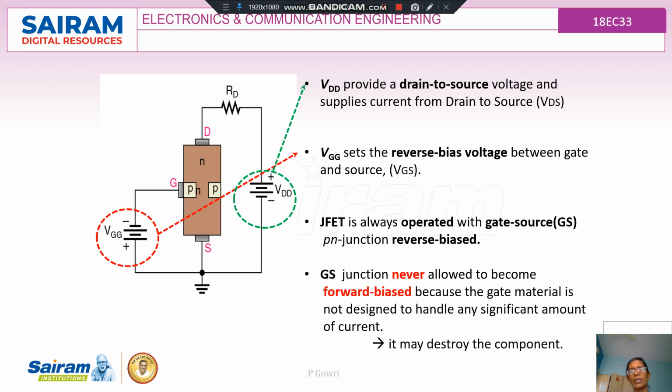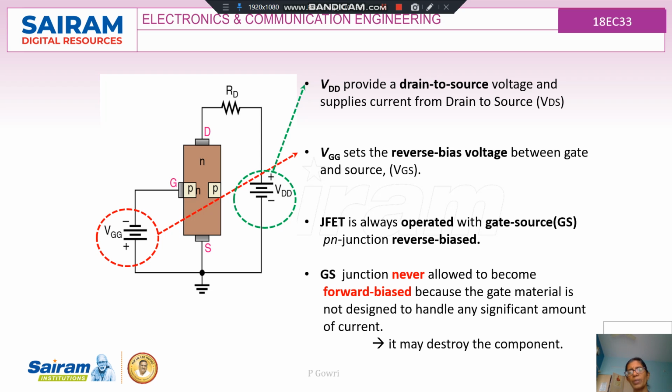VDD provides a drain-to-source voltage and supplies current from the drain to the source, and VGG sets the reverse bias voltage between the gate and the source. The VGG which is applied here will supply a voltage across the reverse biased diode, and that voltage is called VGS. Also, the drain-to-source current ID will be decided by the voltage VDD.